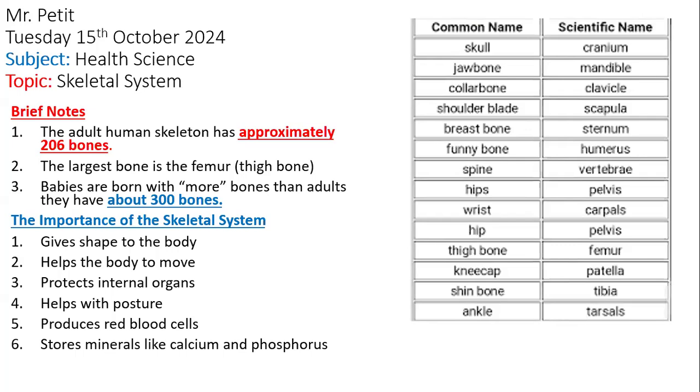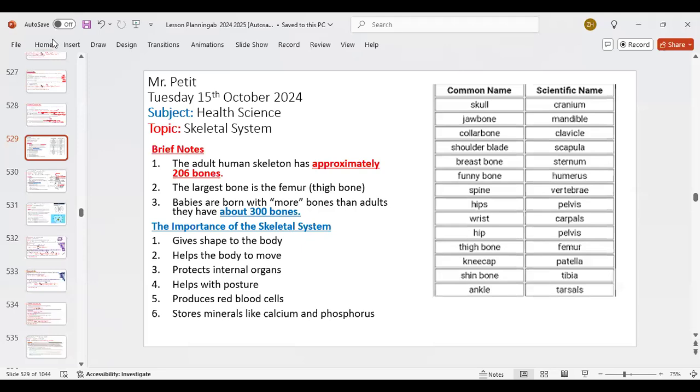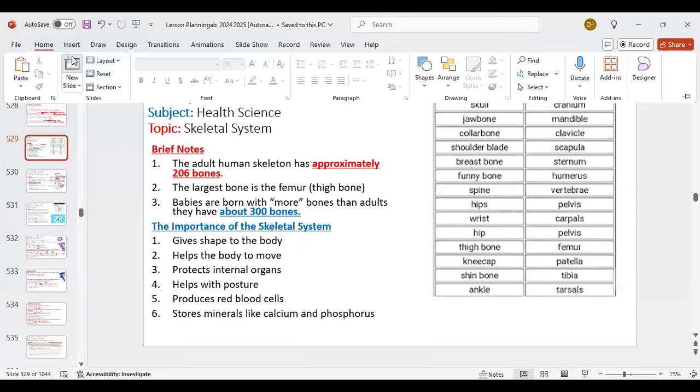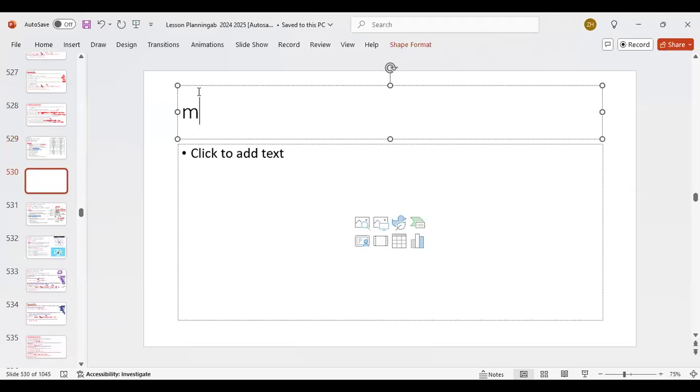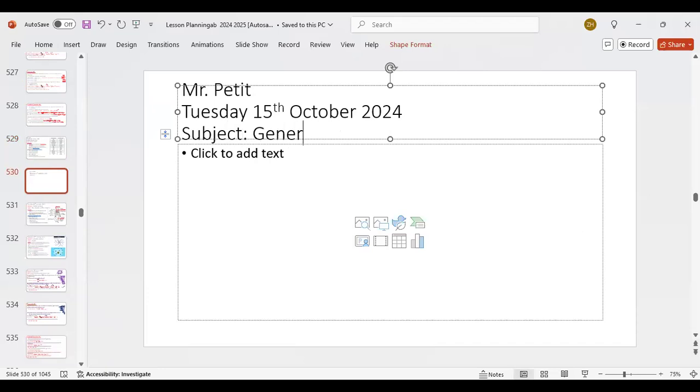general science. The last thing we talked about in general science was other kingdoms. Mr. Petit, I don't do general science. May I please leave? Yes, thank you for teaching our class. No problem. So this is Tuesday, the 15th of October, 2024. Mr. Petit, do I do general? Yes, you do.